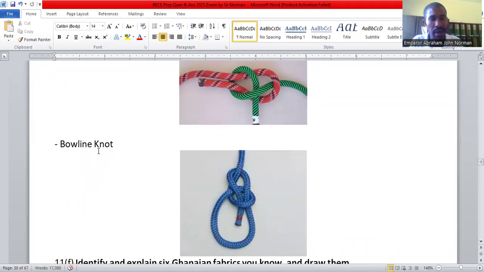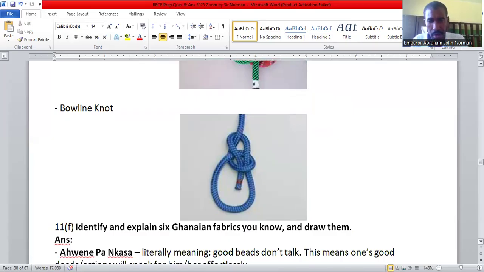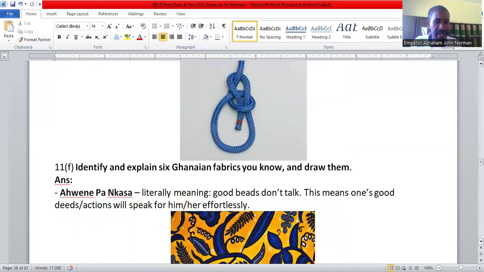And then look at what we have here. You have bowline knots. Look at how it is. You use one rope. You first of all create a loop, then create a bigger loop, then you pass it through the first loop, take it through the back, and then push it in again, and then you pull from both ends to form knots, right? Now, the next question says, identify and explain 6 Ghanaian fabrics you know and draw them.